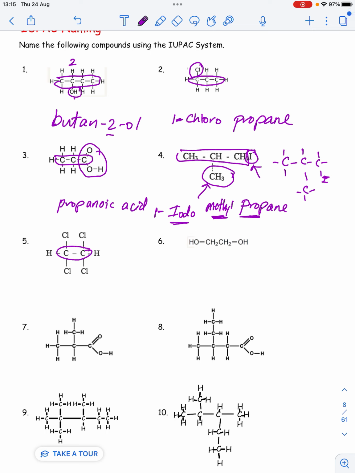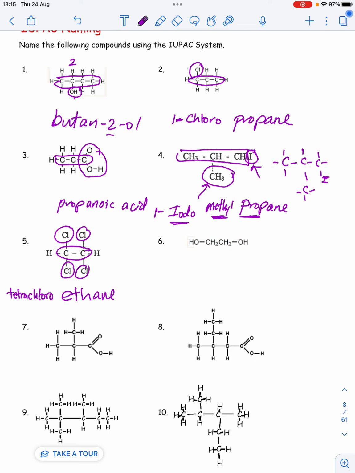Okay, I've got 2 carbons, so eth. I've only got halogens, so it's ethane. And I've got 1, 2, 3, 4 of them. So when you have 4 of something, it's not di or tri, but tetra. So this is tetrachloroethane.